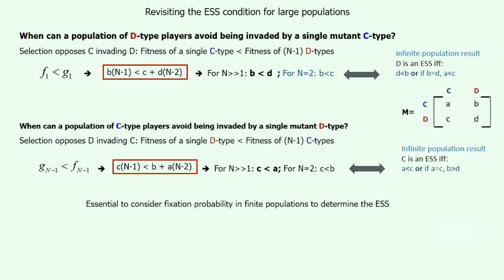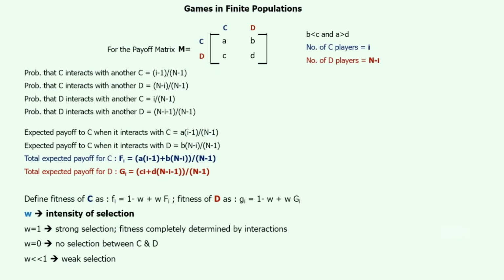So you have to be a bit careful with this indexing. The index i here corresponds to the number of C's in the population. So when I say F1, I'm referring to a situation where the number of C's in the population is 1, and the number of D's in the population is n minus 1. So G1 means that the population consists of n minus 1 D's, and I want to calculate the fitness of a D when there are n minus 1 D's and 1 C.